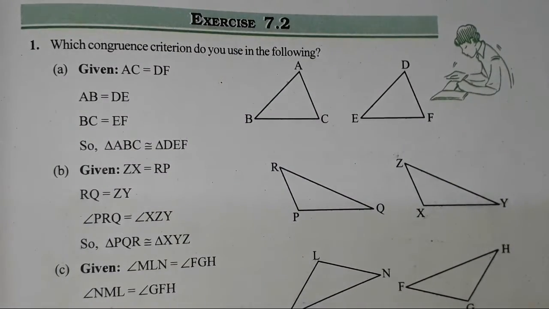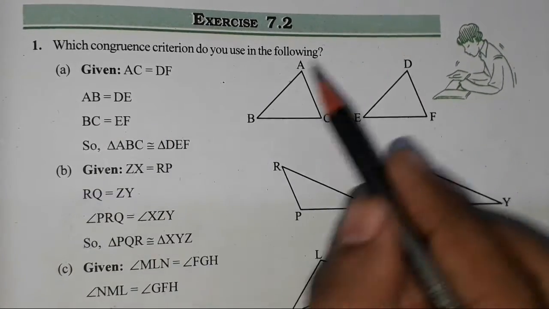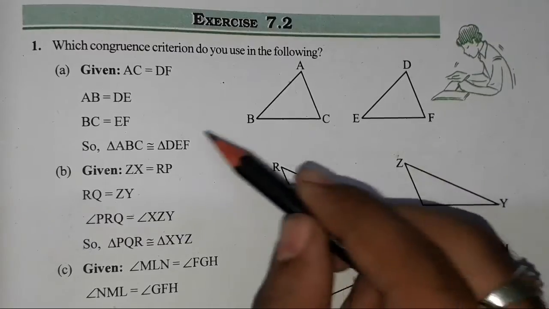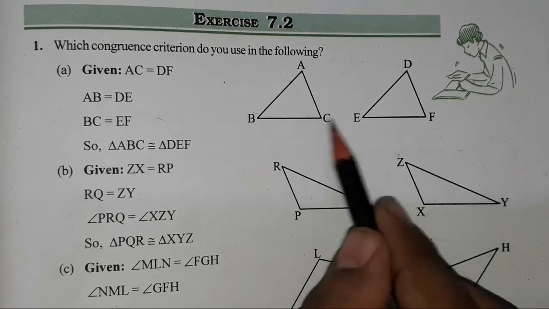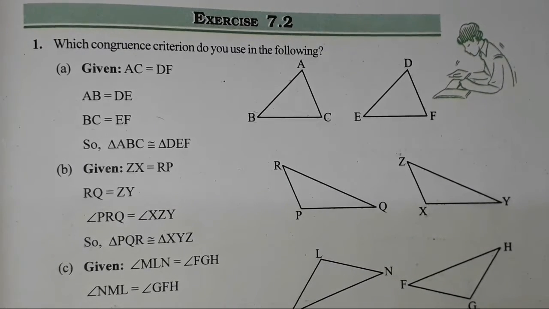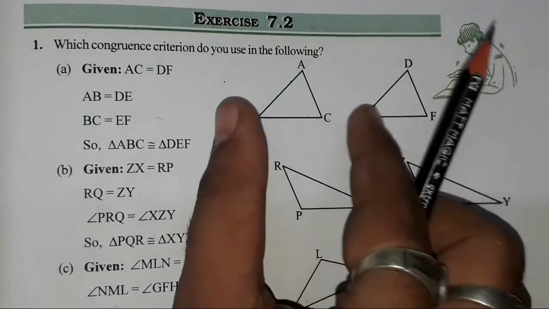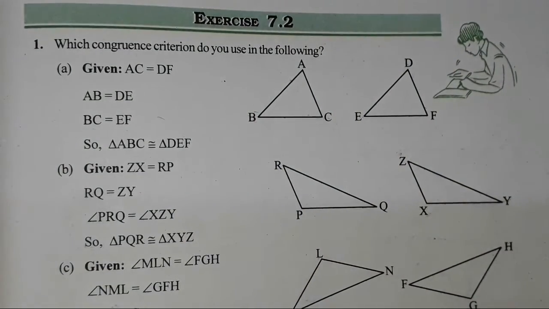So for that, first of all, in question A, given AC equal to DF, then AB equal to DE, and BC equal to EF. Then triangle ABC is congruent to triangle DEF. So now we know that when three sides of a triangle and the corresponding three sides of another triangle are all equal, so for example the measure of AB and measure of DE is equal, measure of BC and measure of EF is equal, then that criteria is called side congruency criteria.